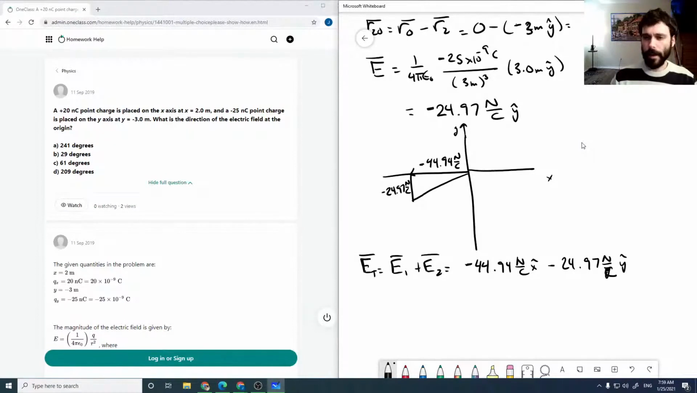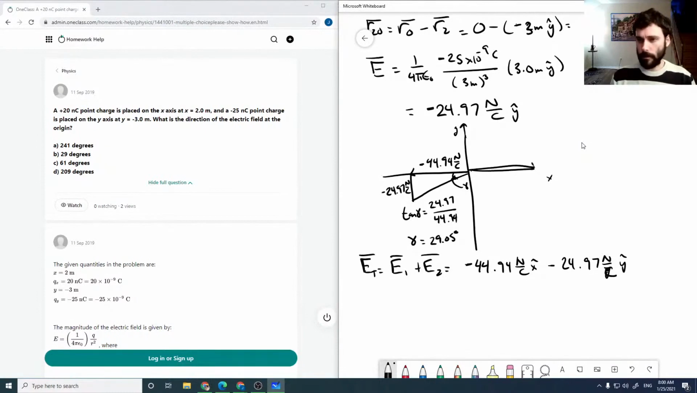And so we can get our angle, or at least we can get our angle in here as tan gamma. I'm just going to call that gamma. Is opposite over adjacent, so 24.97 over 44.94, which gives us an angle of 29.05 degrees.